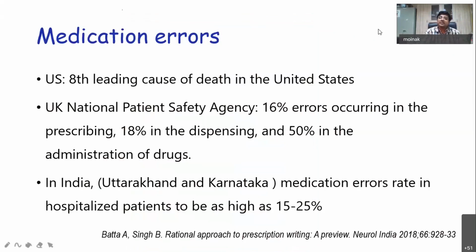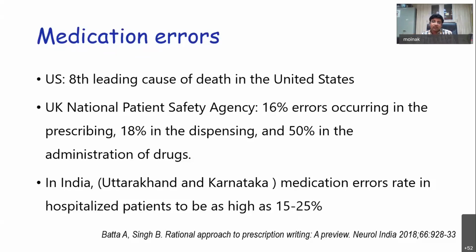Now, we look at how prescriptions are going wrong, and this is a small study we have. It's not a study, but a review article that somebody had written, on the medication errors that go on in our community. They say that 1 of 8 people dying in the United States is possibly because of medication errors. In the UK, prescription errors are up to 16%. In India, it is up to 15 to 25%.